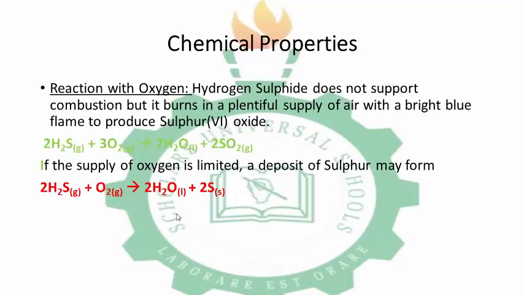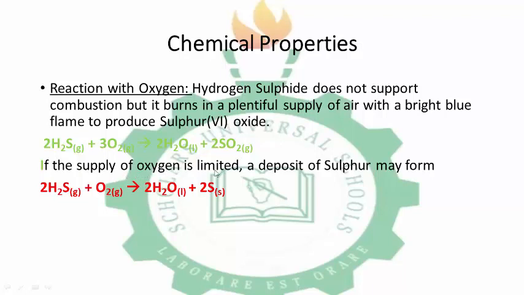Now to the chemical properties of hydrogen sulfide. Reaction with oxygen. Hydrogen sulfide does not support combustion, but it burns in a plentiful supply of air with a bright blue flame to produce sulfur(IV) oxide, that's SO2. Sorry, this is supposed to be SO2 gas, not SO3. That was a mistake on my part.